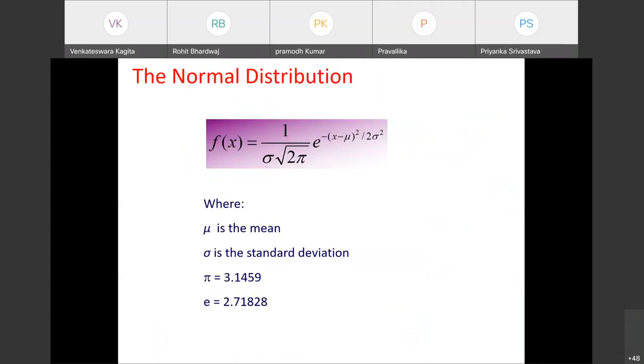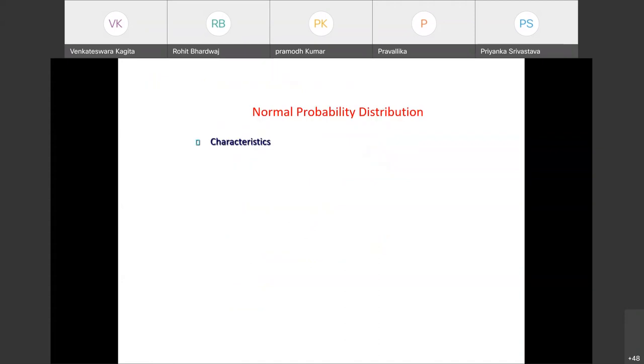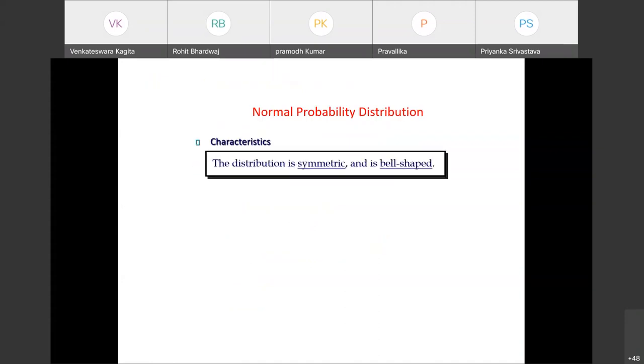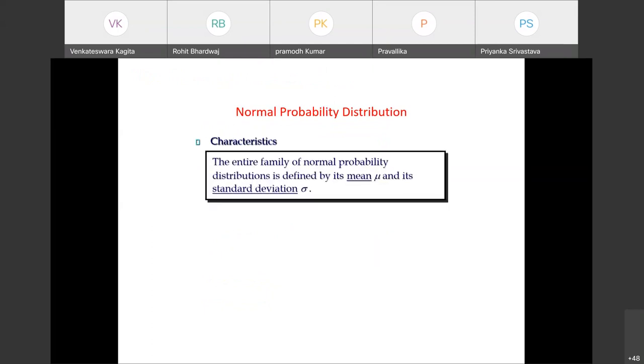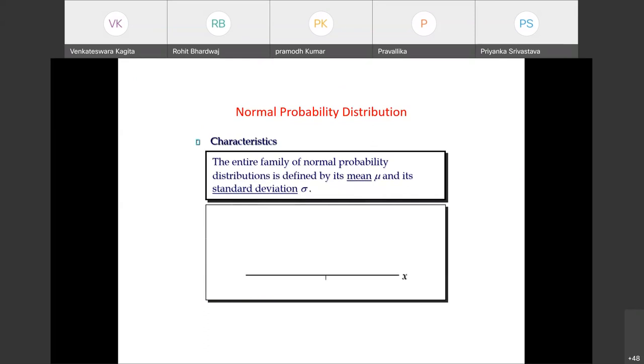And this is the probability density function for the normal distribution: 1 by sigma square root of 2 pi, times e power minus (x minus mu) whole square divided by 2 sigma square. I think most of you may be familiar with this, where mu is the mean and sigma is the standard deviation. Pi is of course 3.14 and e, the base of the natural logarithm, is 2.71, right? So this is how you can model the normal distribution. There are some characteristics of the normal distribution. The distribution is symmetric and bell-shaped, like this. And the entire family of normal probability distributions is defined by its mean mu and its standard deviation sigma.